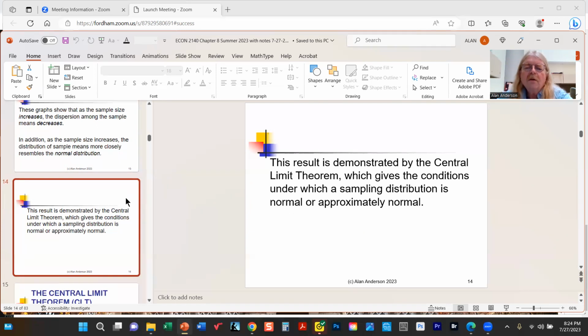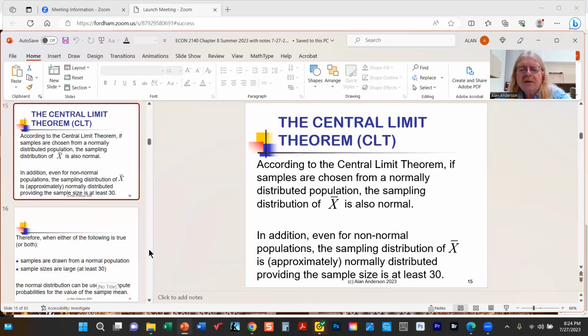So under what conditions can we do this? Well, the central limit theorem tells us that there are two conditions under which our sample means can be treated as being normally distributed. Number one, if the samples are chosen from a population which is itself normal, then the means themselves have to be normal. In other words, the means of a normal population will themselves be normal. So if you're sampling from a normal distribution or some normal population, then the sample means that you generate will follow the normal distribution.